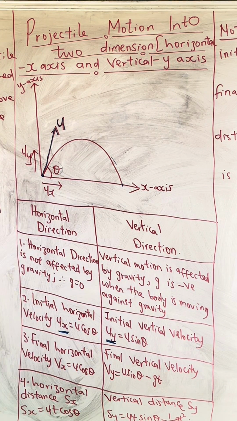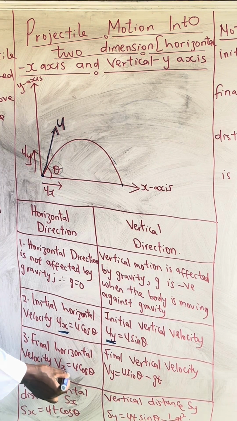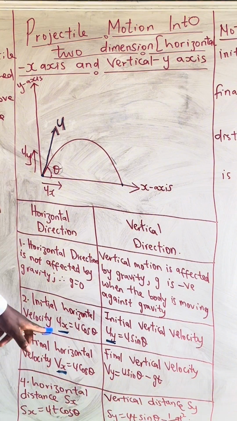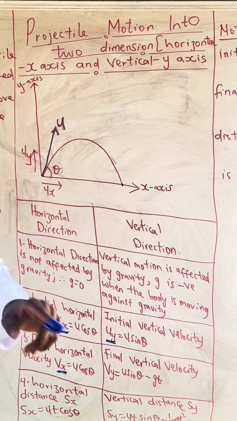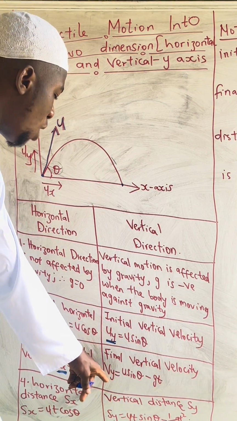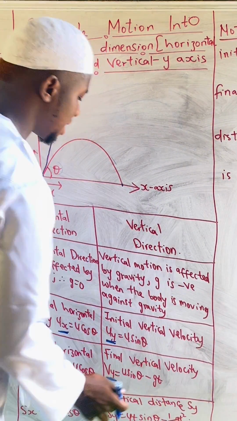So we can also have the final horizontal velocity. Final horizontal velocity is what? Vx. Vx, and it will have the formula as what? U cos theta. This simply means that Ux and Vx, they have the same formula, which is what? U cos theta. But final vertical velocity will be what? Vy. And the formula for Vy is what? U sin theta minus gt.